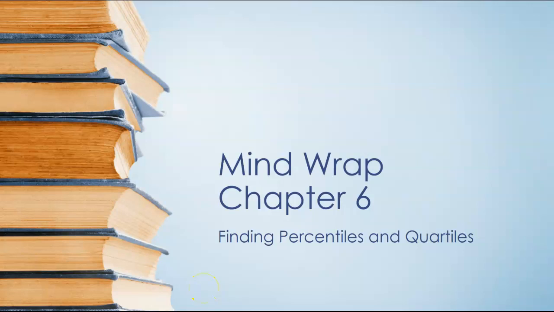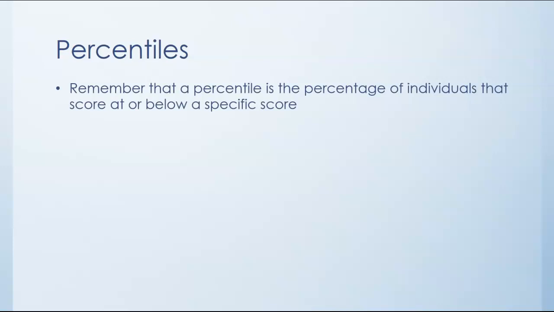Hi guys, in this video we are going to be talking about finding percentiles and quartiles. So let's start off by remembering what percentiles were. Remember that this is the percent of individuals that score at or below a specific score. So what we're going to be doing is finding z-scores associated with percentiles.